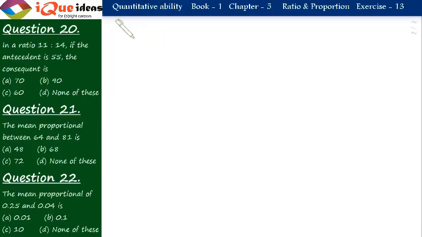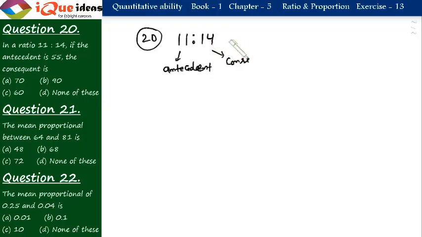Now question number 20. It is a very simple question of terms. There is a term that you need to know. It says in the ratio 11 is to 14, the antecedent is 55. The first number is called antecedent, and the second number is called consequent. The only thing is that you need to know this.